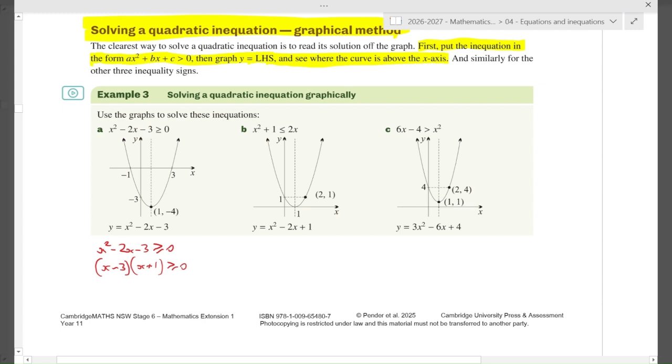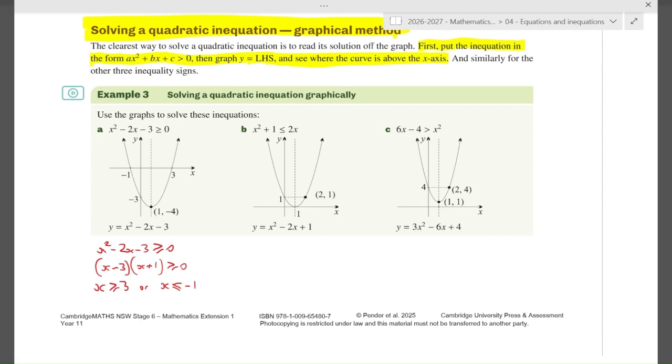We all good with that? Okay. So what are my solutions? So x is either greater than or equal to 3 or less than or equal to minus 1. Oh, because it's a negative. There you go.